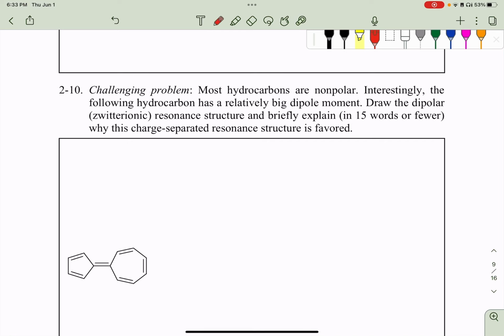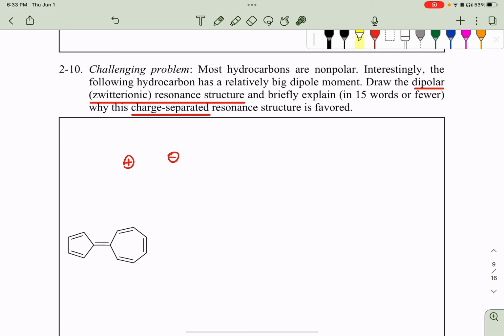So this question is asking for the dipolar or zwitterionic resonance structure. If you do not remember what dipolar or zwitterionic resonance is, it also tells you it's a charge-separated resonance structure. So when we say charge-separated, it means on my molecule, we have a positive charge and a negative charge somewhere. So it looks like the middle one is likely to break down into a positive charge or a negative charge. So you can imagine drawing the resonance in multiple different ways.